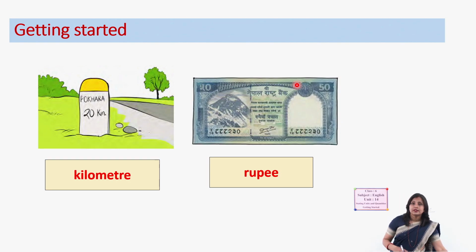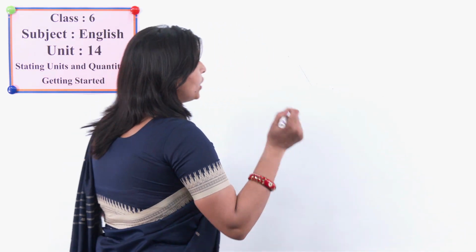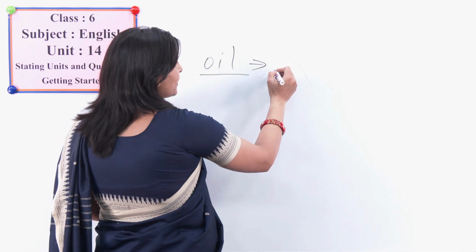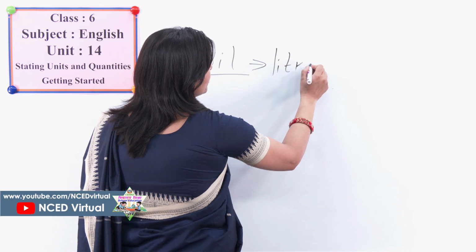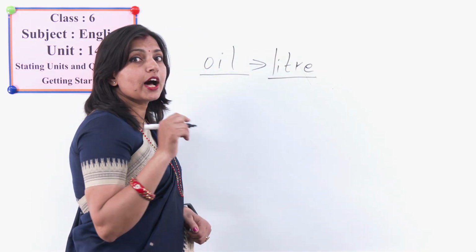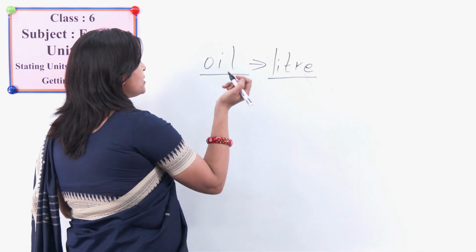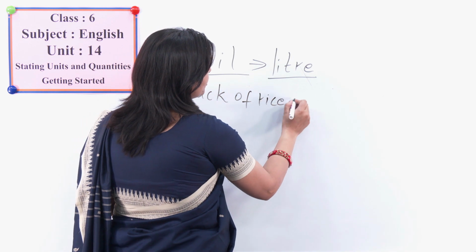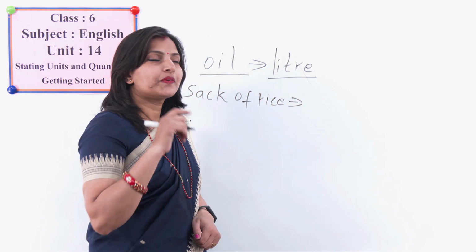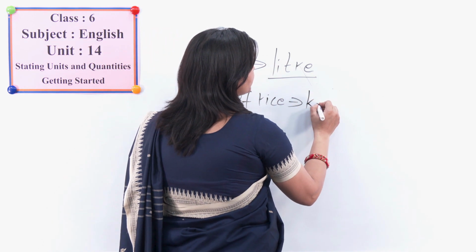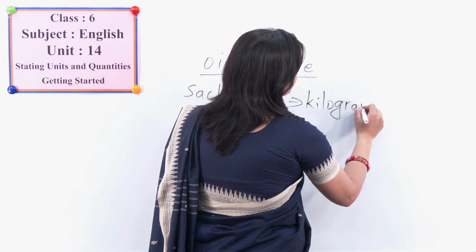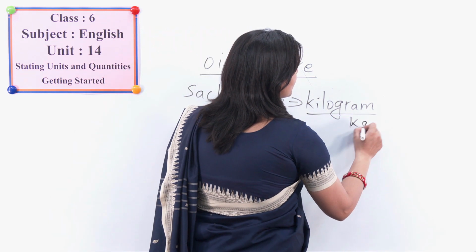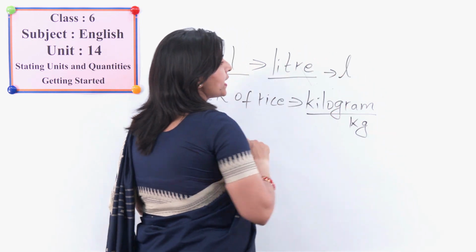Let us have a review once. Okay, so the first one was oil. Oil, you know, because it is a liquid, what is used? Yes, it is liter. 1 liter, half liter, like this. Then there was a sack of rice. What did we use? Good, yes, it was kilogram, or you also call it kg. Yes, liter is written as L.